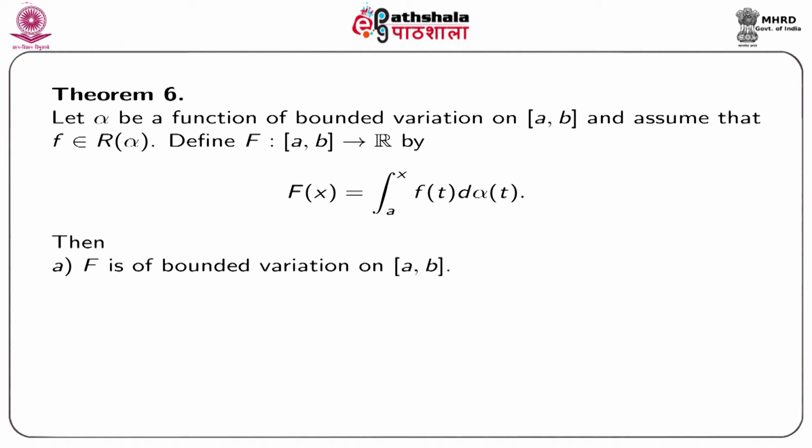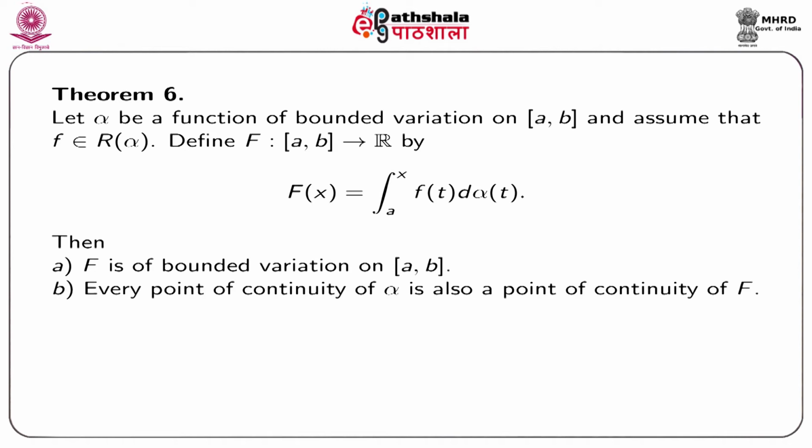We can also prove the existence of antiderivative here. Let alpha be a function of bounded variation on closed interval a b and assume that f is Riemann-Stieltjes integrable with respect to the integrator alpha. Define the function capital F on closed interval a b by capital F(x) equal to the integral from a to x of f(t) d alpha(t). Then the function capital F has these properties: capital F is a function of bounded variation on closed interval a b.